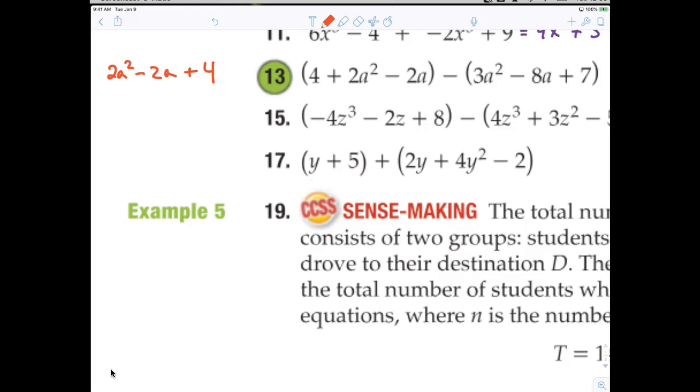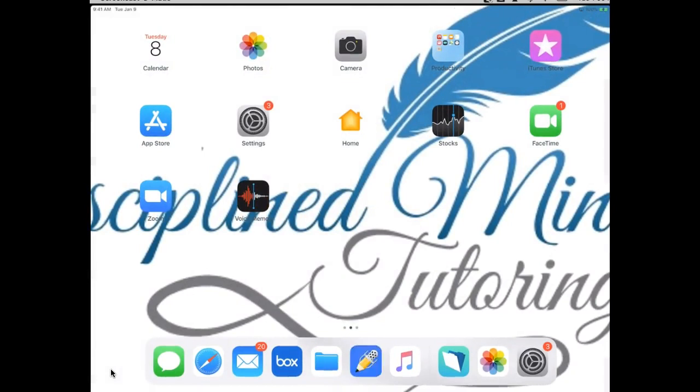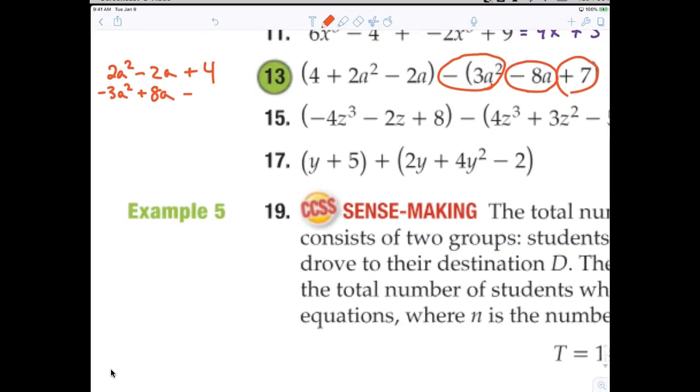Now, again, I like to stack things on top of each other because I think it's easier to see. This 3a squared becomes what? So I put -3a squared. This -8a becomes positive +8a. The +7 becomes -7. Perfect. Now draw your line underneath it.